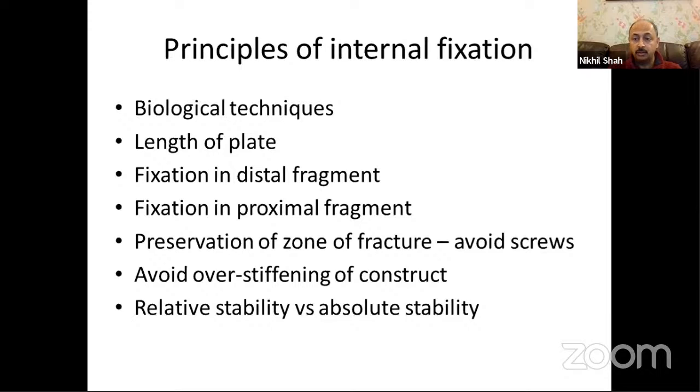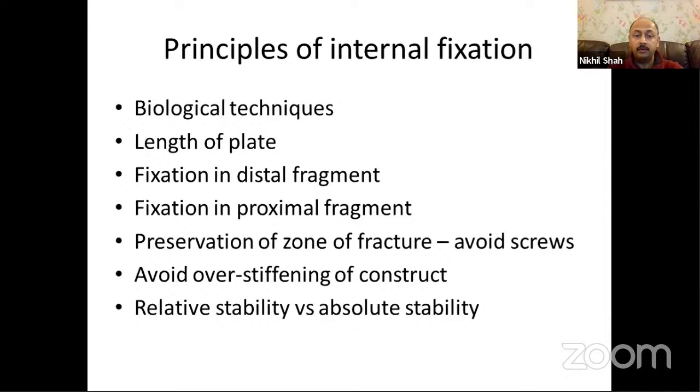Is your technique biological? Are you going to achieve a reduction respecting all the biological tissues? What is the length of your plate? And the concept now is you span the whole femur or as much of the femur as you can, wall-to-wall plating. That's what we call it. Get a good zone or cluster of fixation in your distal fragment, and get a good zone or cluster of fixation in the proximal fragment. And ideally, the central fragment, you try and avoid putting any screws in it. And the reason for avoiding the central zone is to preserve the vascularity around the fractured area, and secondly, to avoid over stiffening of the construct.